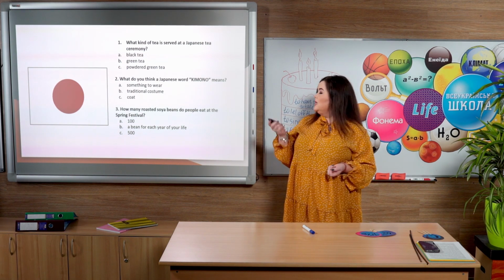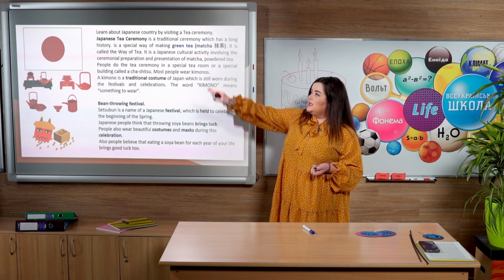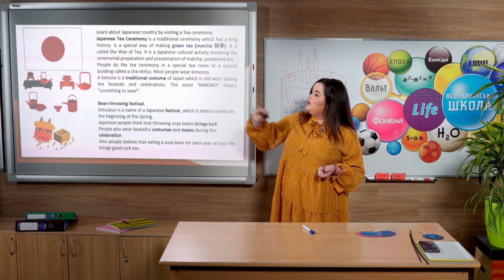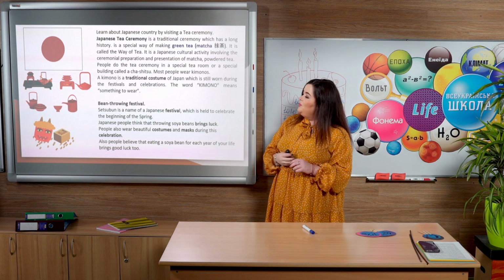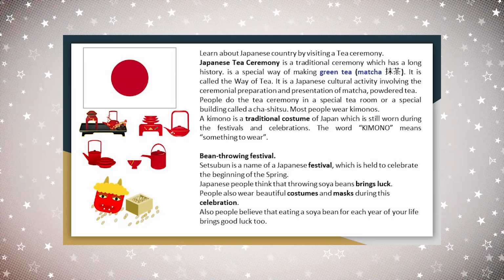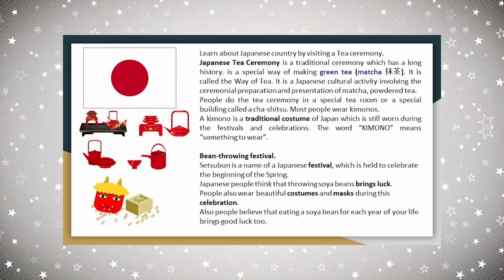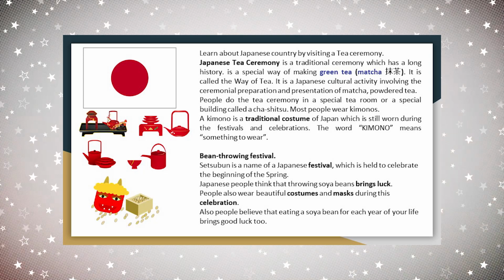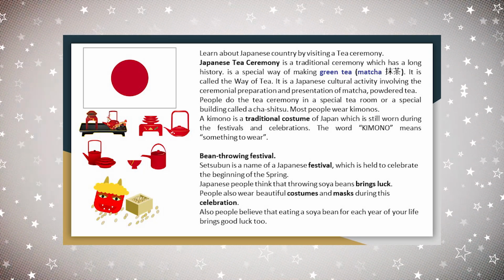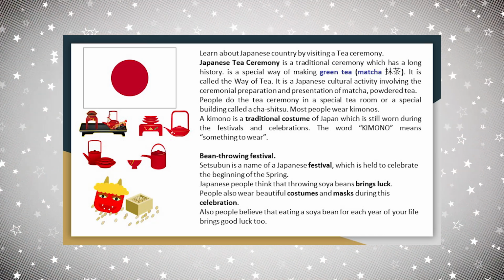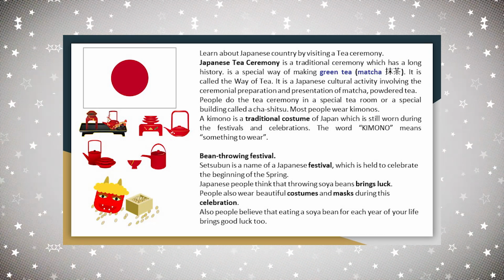So you can see the Japanese flag, you can see a picture of the traditional tea ceremony, and you can see a picture of the festival, of the soybeans festival. So let's read about the tea ceremony in Japan. Learn about Japanese culture by visiting a tea ceremony. The Japanese tea ceremony is a traditional ceremony which has a long history. It is a special way of making green tea, which is called matcha.